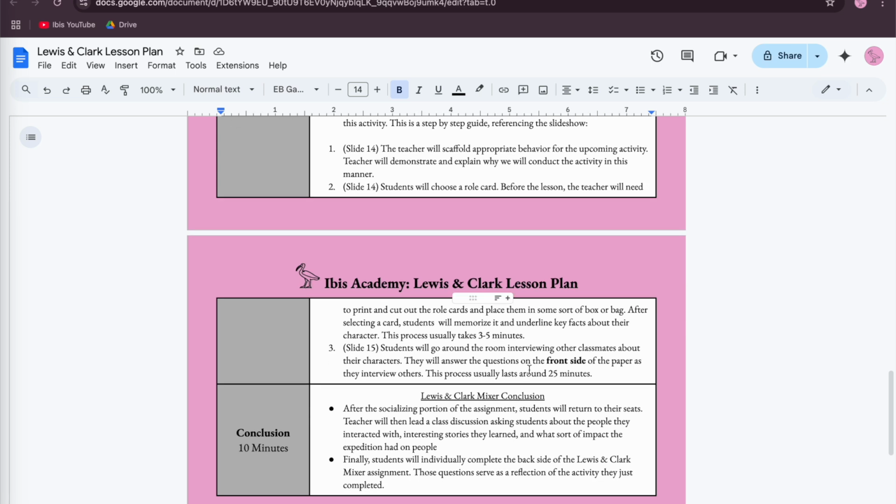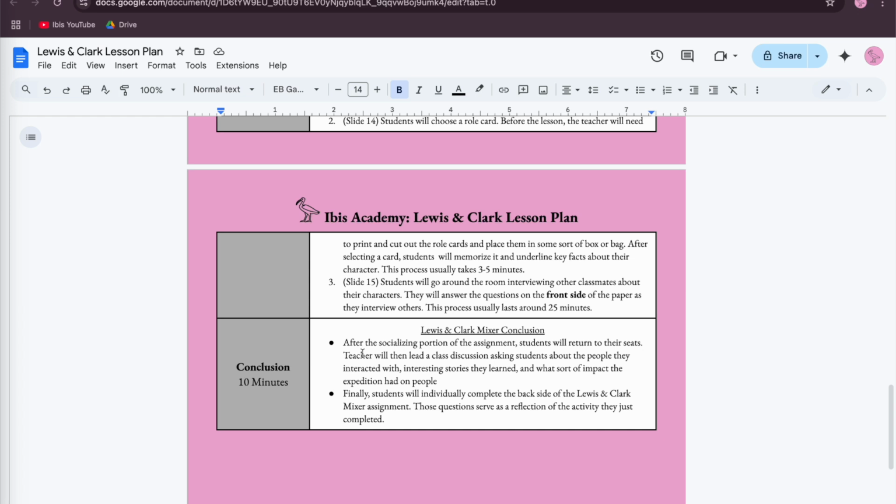After this is done, about 25 minutes, maybe 30 minutes, then have students return back to their seat. This gets us into our final segment of the lesson, which is the conclusion. Students will be returning to their seats, like I'd mentioned.